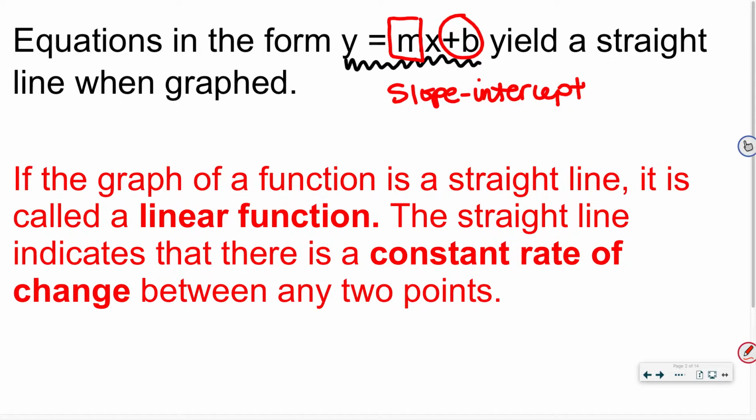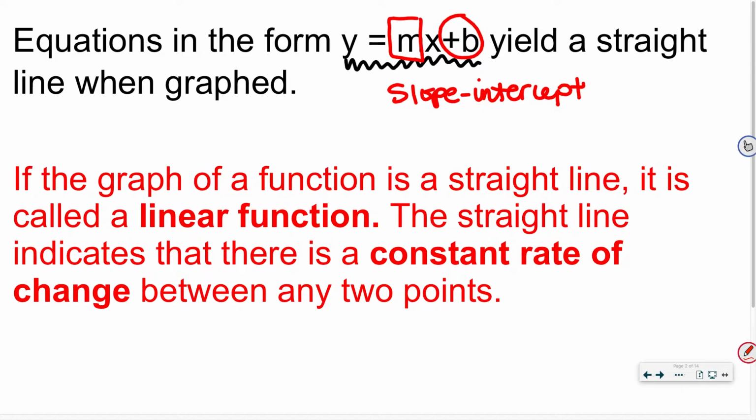Okay. So we know that equations in the form y equals mx plus b give us a straight line when graphed. Okay. And everyone write this down, because now we're starting to talk about what makes something linear versus nonlinear. If the graph of a function is a straight line, it is called a linear function. The straight line indicates that there is a constant rate of change between any 2 points.